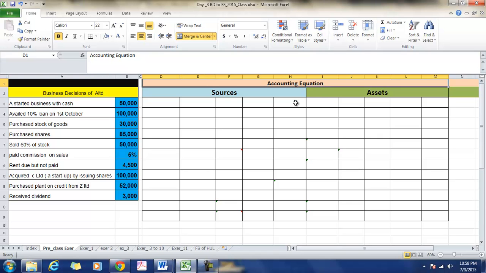Started business with cash, so it has come as a capital, a source, and the amount is 50,000 and the corresponding cash is 50,000. They availed a loan at 10% on 1st October. So the cash increases by 100,000 and no change in the capital, but a new source comes into the picture, which is called loan, and the amount is 100,000.